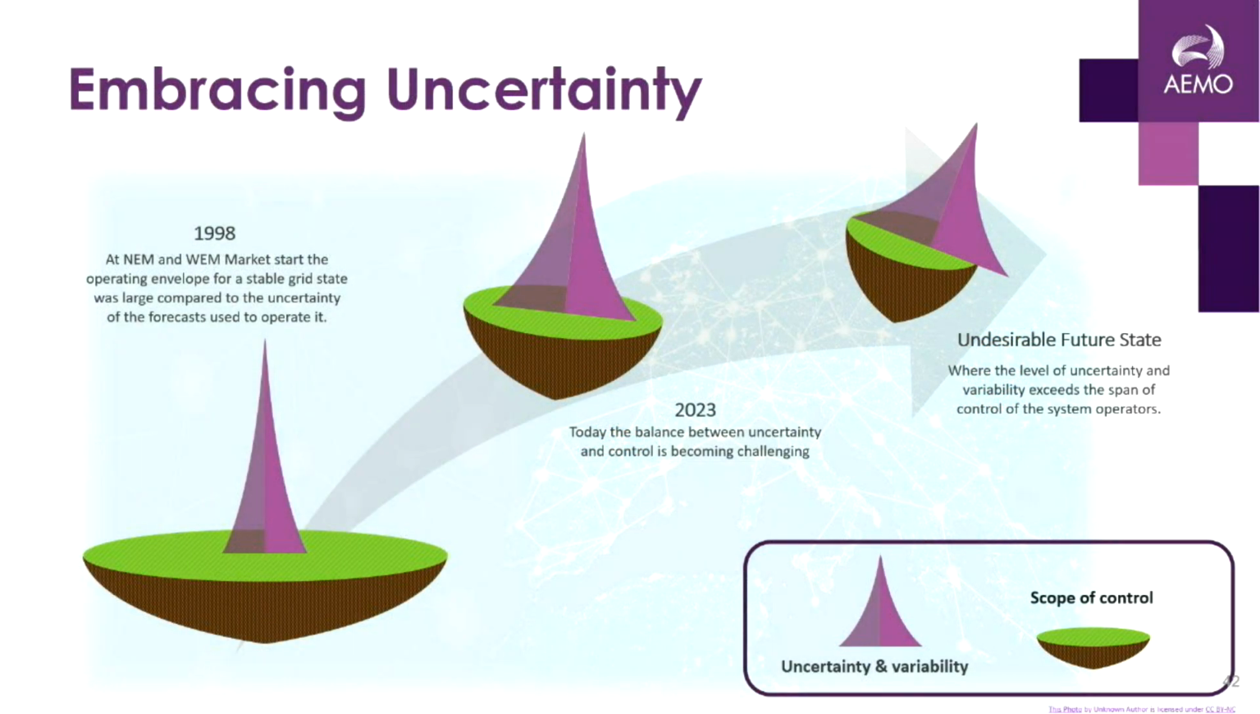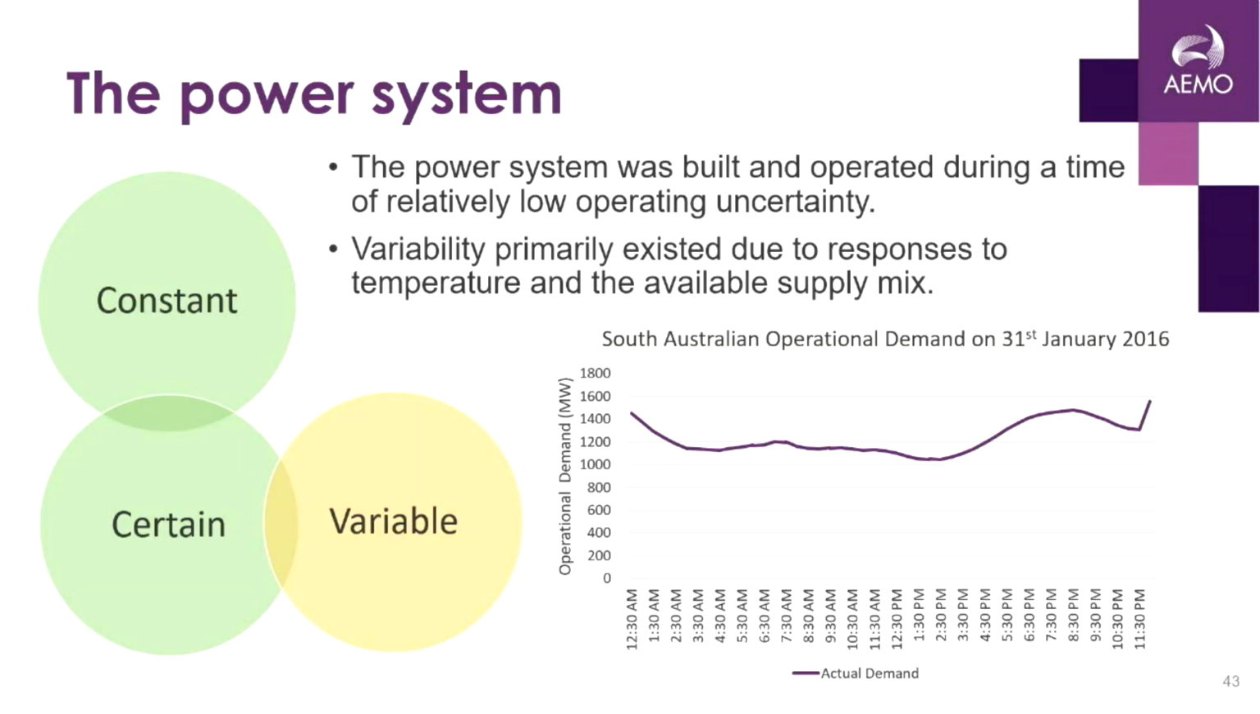This slide hopes to illustrate that in a slightly different manner. You can see back in the day we had a large sphere of control and low uncertainty. Today our uncertainty is growing and our sphere of control is diminishing, and we don't want to get to the undesirable future state where we keep the lights off. I'm going to skim through these slides because we've covered this already.